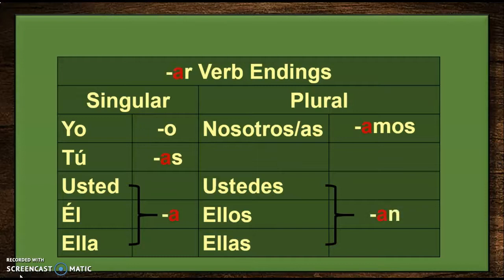So if you look at this chart, you notice that 4 out of 5 of the AR verb endings that I'm sharing with you have an A in the ending. So they're called AR verbs and they're AR endings.